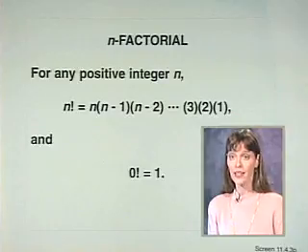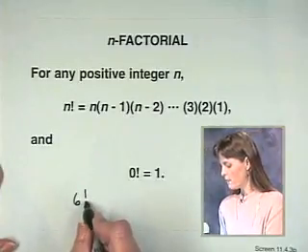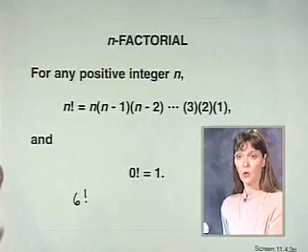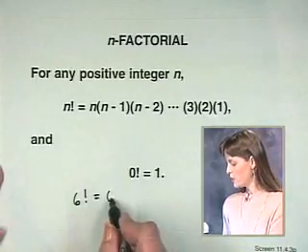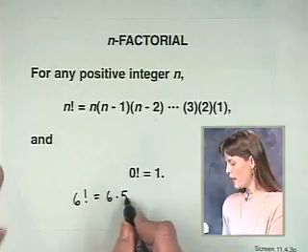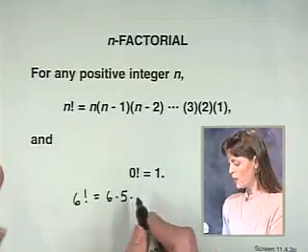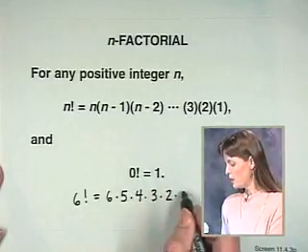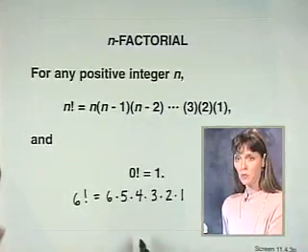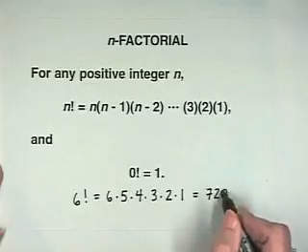Now, I'm going to do an example here to make sure that you understand how to use the notation. Let's look at 6 factorial and make sure we understand what the notation is telling us. This means to start with the number 6 and to multiply times each consecutive integer until we get down to the value of 1. So it's 6 times 5 times 4 times 3 times 2 times 1. When you multiply this out, the result is going to equal 720.